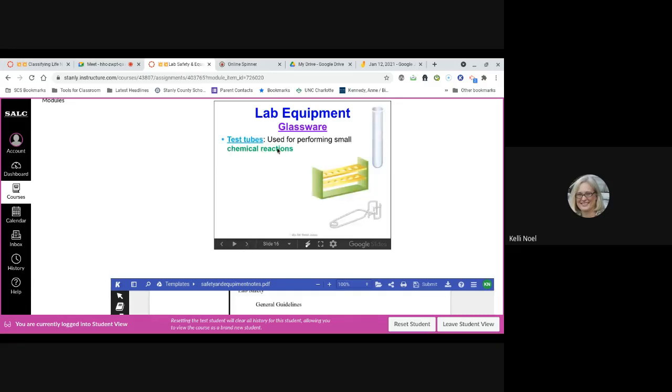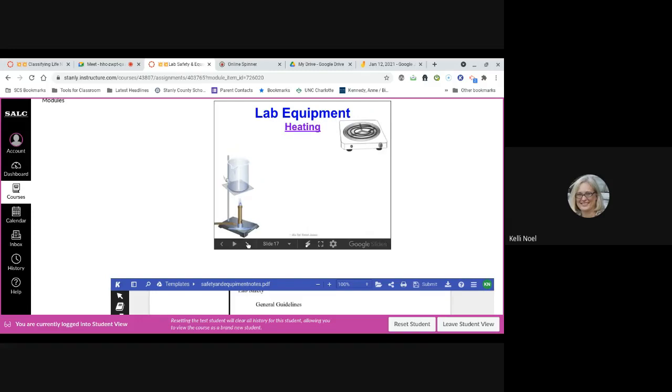Test tubes, we use these for small chemical reactions, and they can't stand up on their own, so you'll use a test tube rack. And you have a test tube holder that we would use if we were heating them over a flame. If we were heating it, you wouldn't tilt it toward you or toward someone else. You want to tilt it away from you so if something splatters, it would not get on you. And you may see a question about that there.